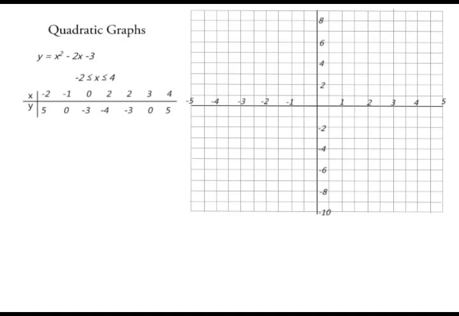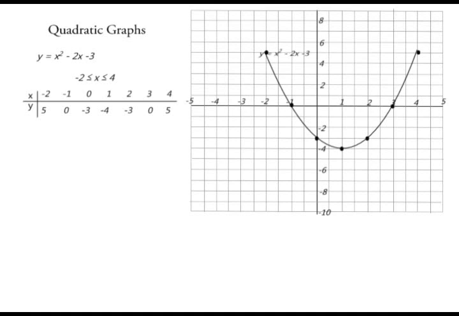And so we plot the points (-2, 5), (-1, 0), (0, -3), (1, -4), (2, -3), (3, 0), and (4, 5). And then we join the points freehand to obtain a smooth curve. This is the kind of graph you'd expect. This kind of graph is called a parabola.